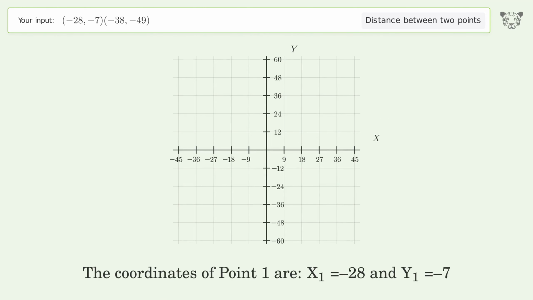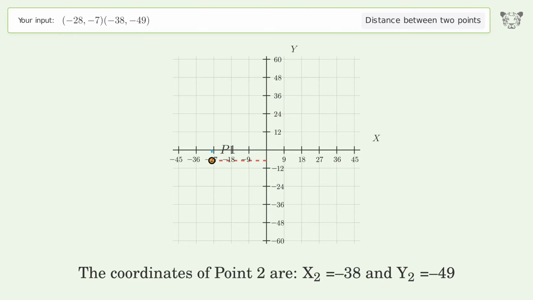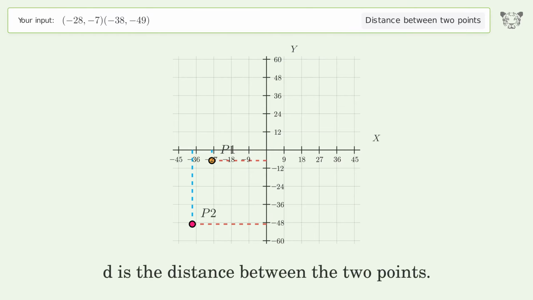The coordinates of point 1 are x1 equals -28 and y1 equals -7. The coordinates of point 2 are x2 equals -38 and y2 equals -49. D is the distance between the 2 points.